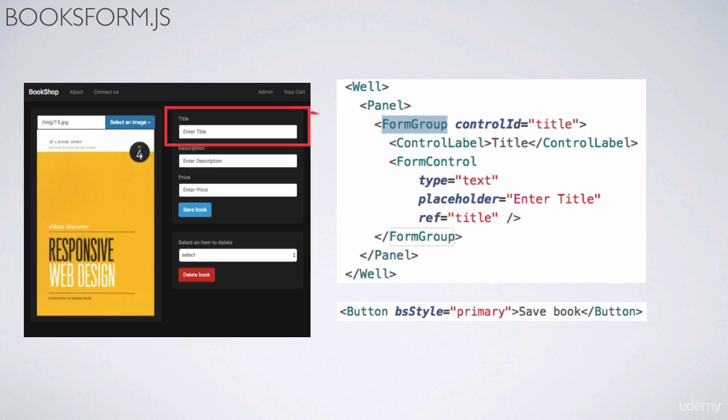To style each input field, we will use a form group, a control label, and a form control. In form control, we also specify a ref in order to capture the user input. If you want to know all attributes of this input component, in the React Bootstrap website you can find the entire list. Finally, we will add a button to submit the form.